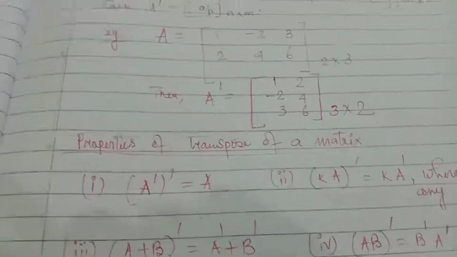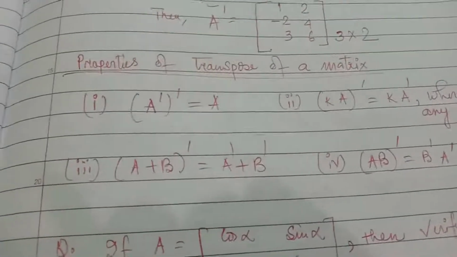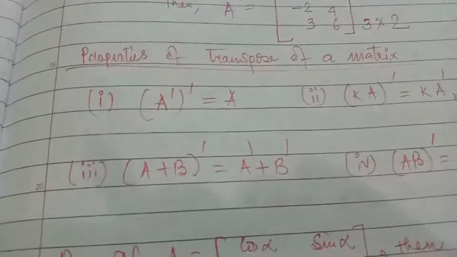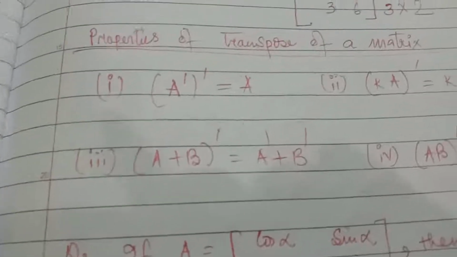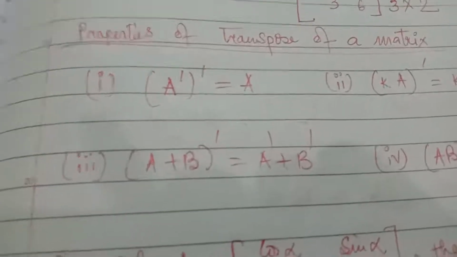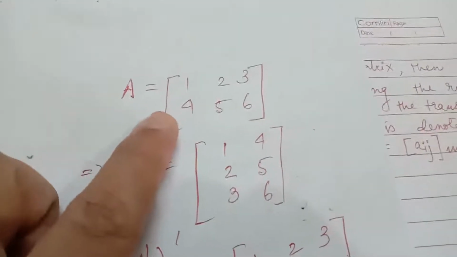Next, properties of transpose of a matrix. The first property is (A dash) whole dash is equal to A. A transpose whole transpose is equal to A. Let us take an example. Suppose the matrix A equal to [1 2 3; 4 5 6].